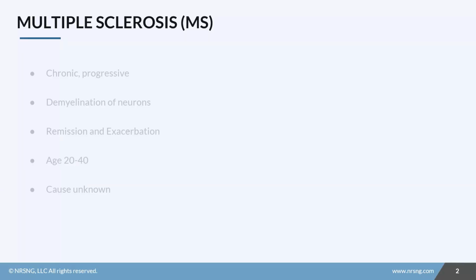Let's talk about multiple sclerosis. Now, this is something you'll definitely see in your time in nursing school and for sure when you're working as a nurse. So, multiple sclerosis, or MS, is a progressive chronic disease that causes demyelination of the neurons.